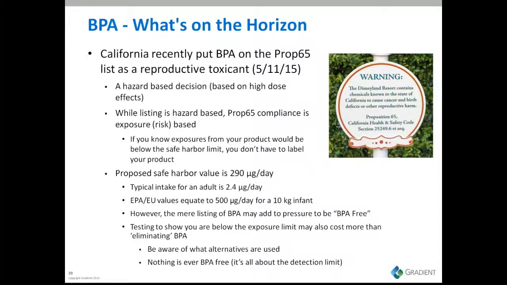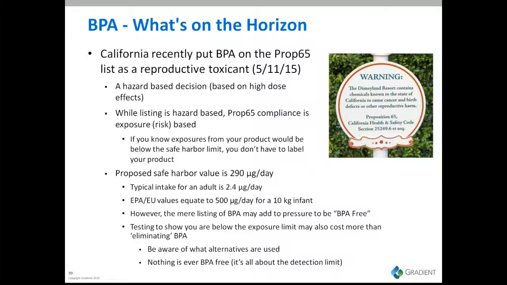But again, as I mentioned before, Prop 65 compliance is exposure or risk-based, and so you need to understand what the levels would be, and if you are below the levels of concern, then you don't have to list your product. And what's interesting is that the proposed safe harbor value is 290 micrograms per day. The typical intake for an adult is actually 2.4 micrograms per day, so we're more than 100 times lower than that.